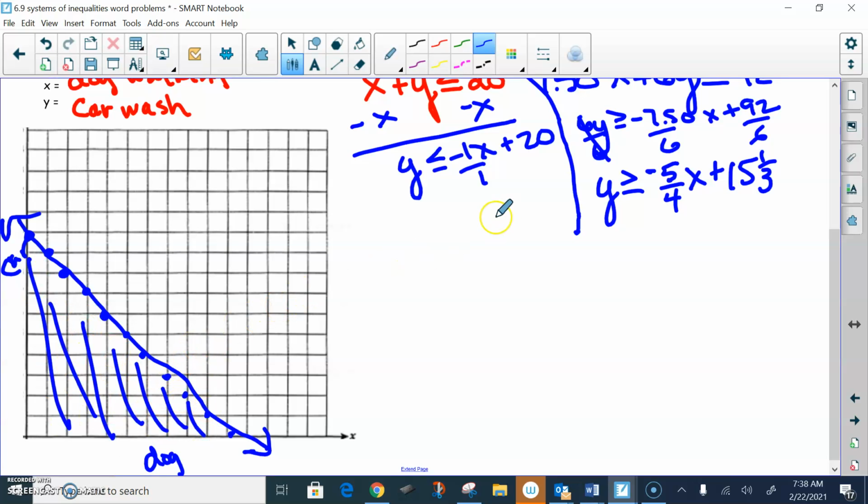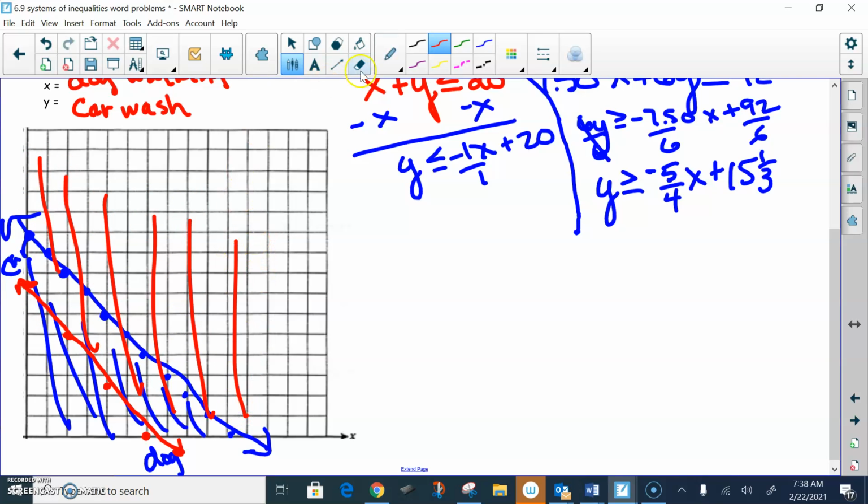All that works. Now for this one, our y-intercept is 15 1/3, so we'll just estimate: 2, 4, 6, 8, 10, 12, 14, so 15 1/3 somewhere in there. Our slope is down 5 over 4, so over 4 and down 5, all the way down to here. Again, that line's going to be solid, and we need to earn more than $92 or greater, so we shade up. You can see our solution is this section right here.